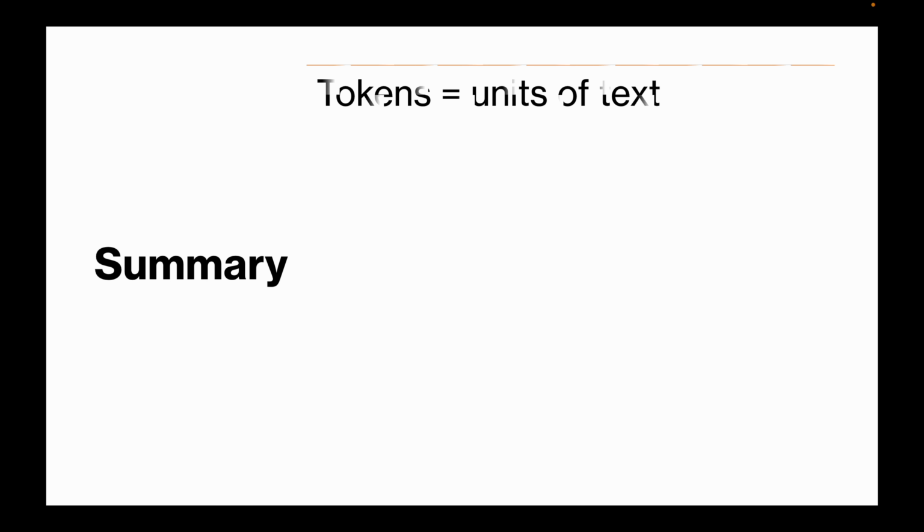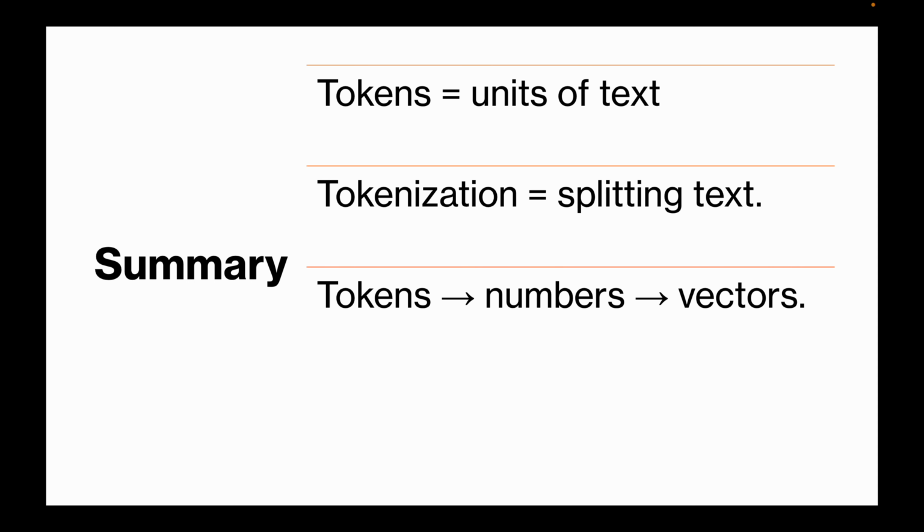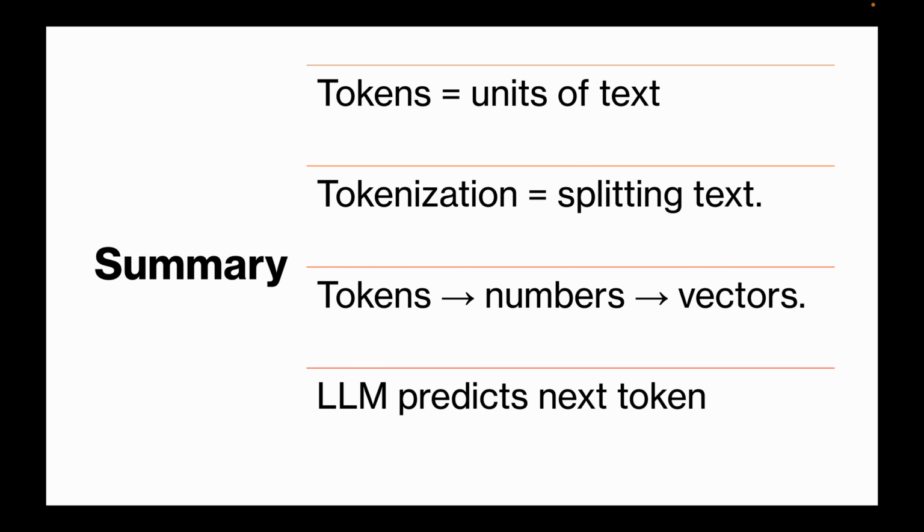Okay, this is all for tokenization. We understand that tokens are units of text. Tokenization is the process of splitting text into small tokens. Then these tokens are represented by different index numbers and converted into numerical vectors that the LLM understands. Then the LLM predicts the next token. Therefore, tokenization is the process that converts human language into machine representation, which enables LLMs to generate text more effectively.